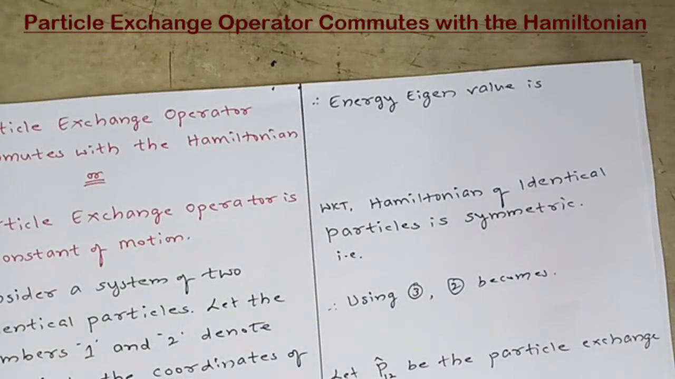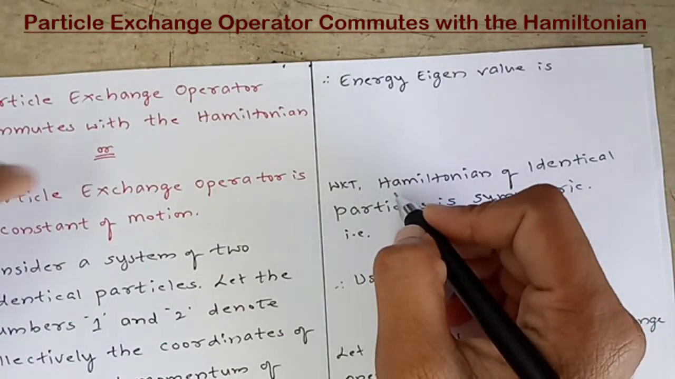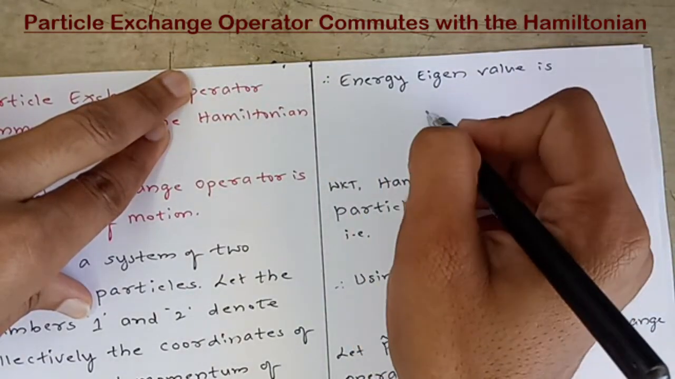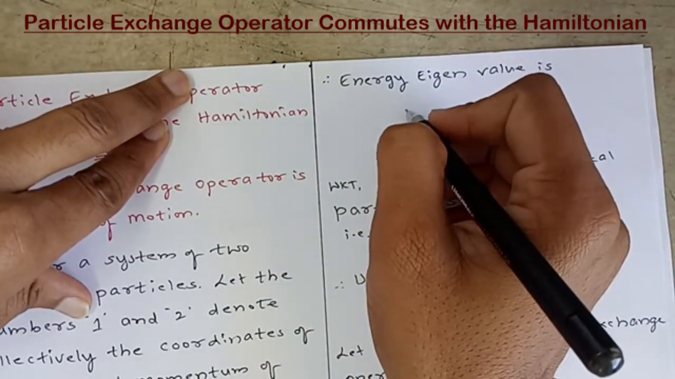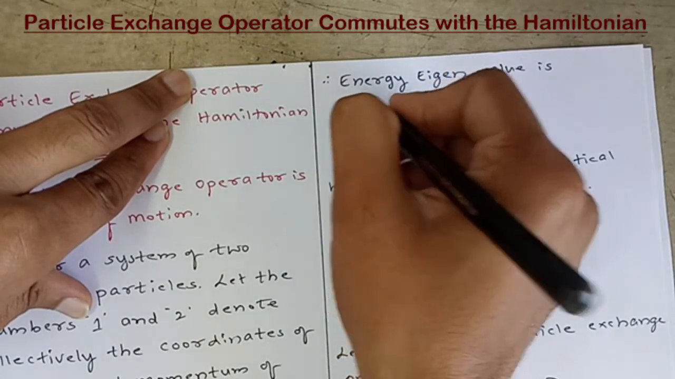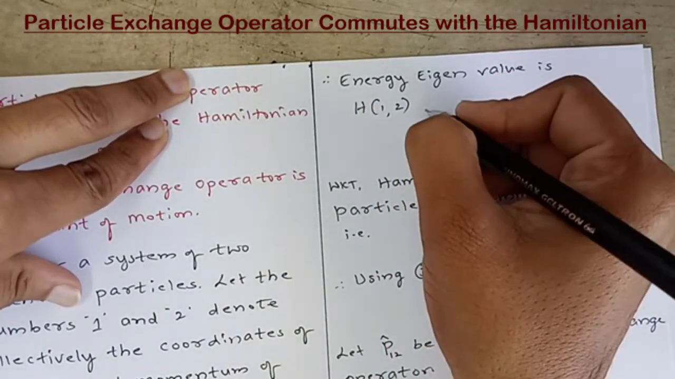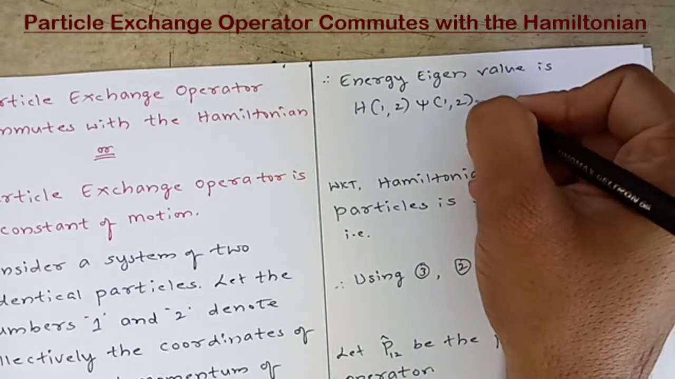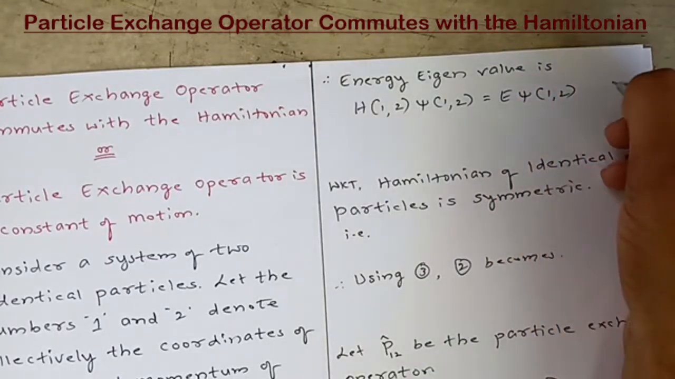Now, for this state of the system, psi(1,2) or psi(2,1), the energy eigenvalue can be written as follows. We know that the energy eigenvalue equation is H psi = lambda psi, and in this case it can be written as H(1,2) psi(1,2) = E psi(1,2). So let us call this equation number 1.